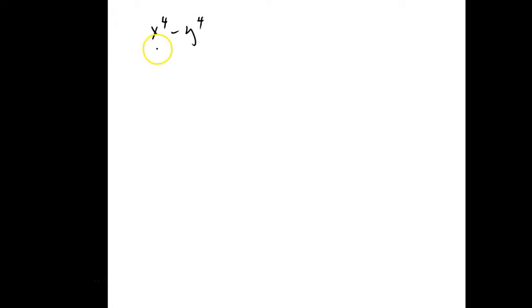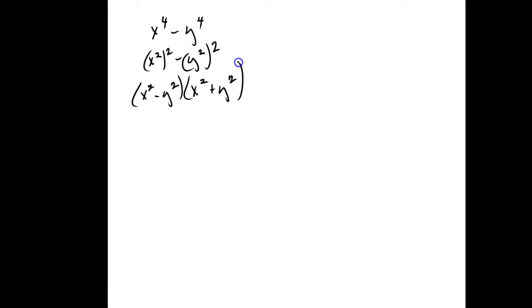Okay, yeah. This is the perfect square. That's x squared squared. This is the way the book does it. Minus y squared squared. So then what would be the factorization? x squared minus y squared times x squared plus y squared. Very good. Are you through? No, why not?